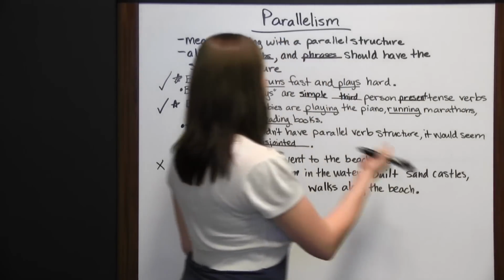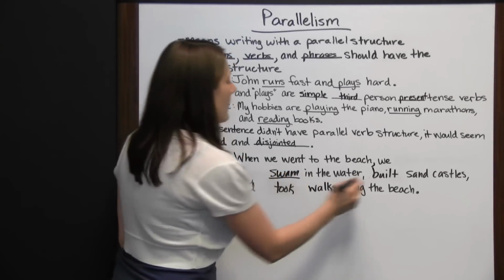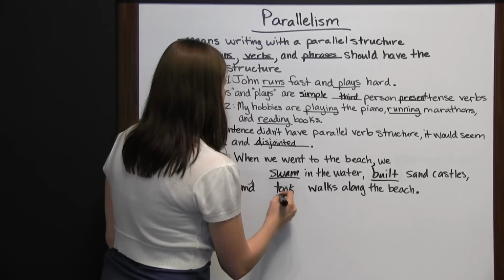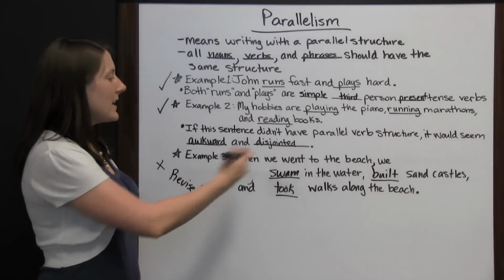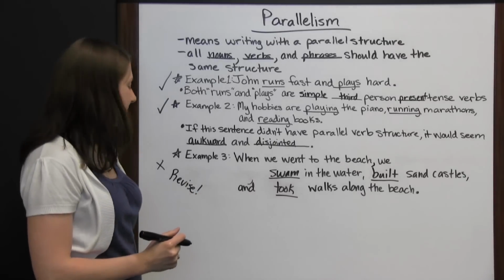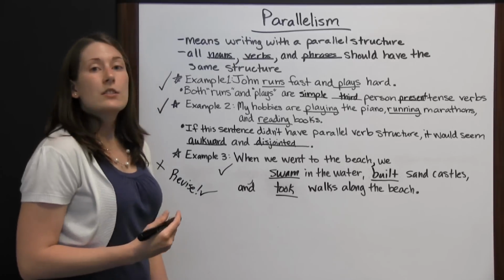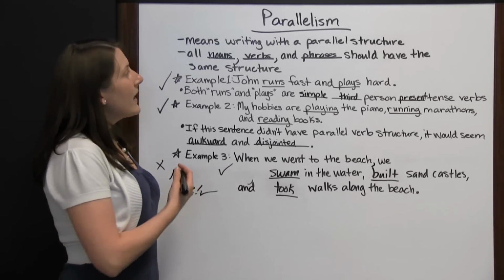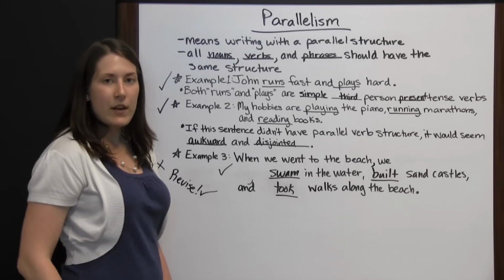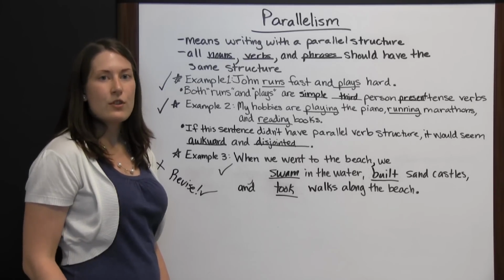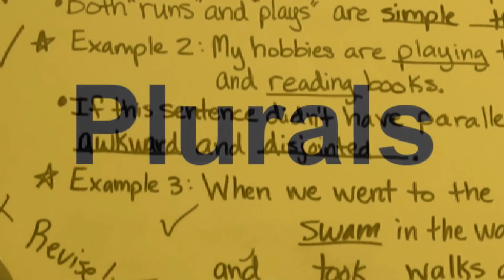So another way to fix the sentence was to say, when we went to the beach, we swam in the water, built sandcastles, and took walks along the beach. So we changed them all to past tense, and now they match and have parallel structure. So now we've revised it, and it's good. So whenever you're writing, make sure that your writing has parallelism. You want to make sure that all the nouns, verbs, or phrases have the same structure so that your writing makes sense and doesn't sound awkward or disjointed.